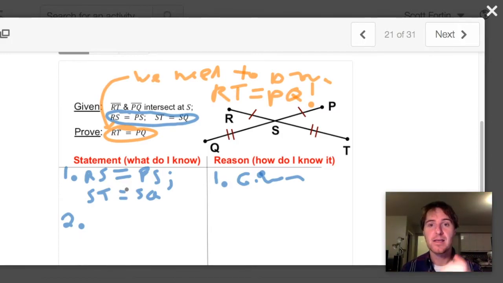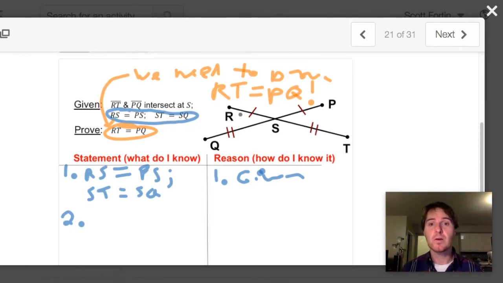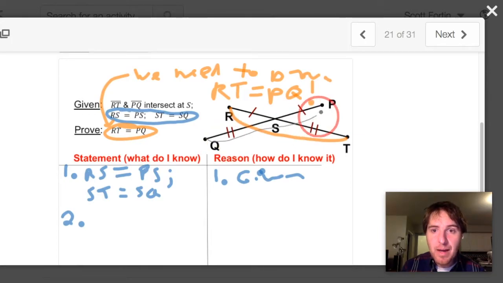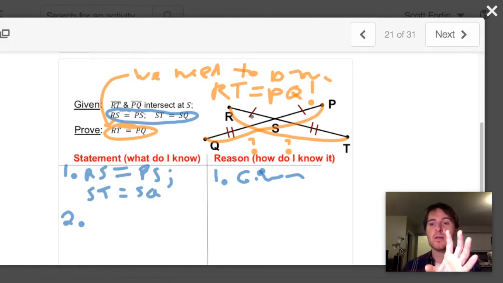Because if it were an equation, we can maybe manipulate it and get to RT equals PQ. Have we said anything about RT or PQ yet? No, we haven't. So the question is, what's one way I can get a statement about the length RT and something about the length PQ? The idea is we want to show that those lengths are the same.